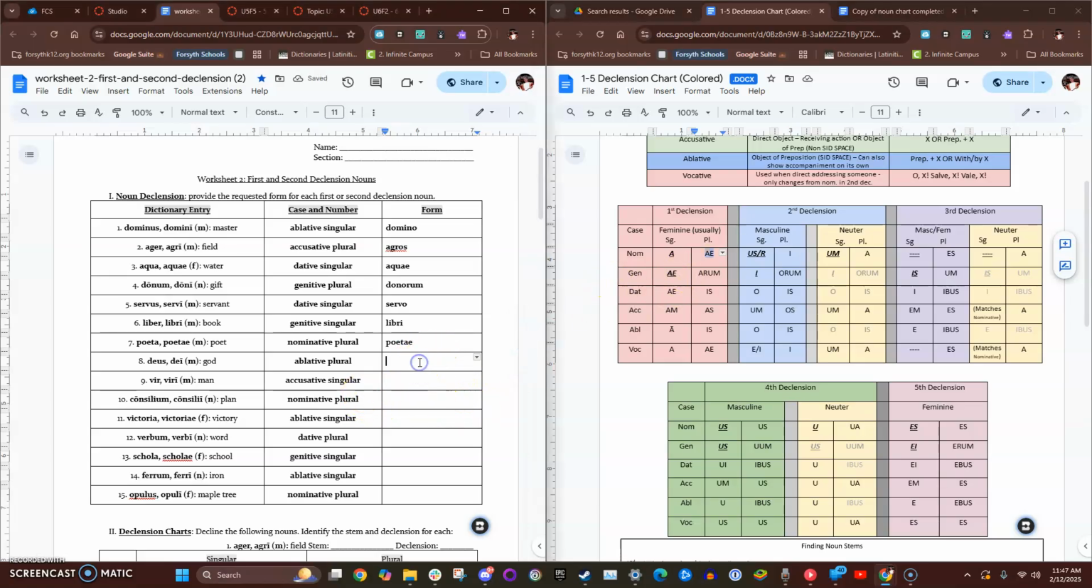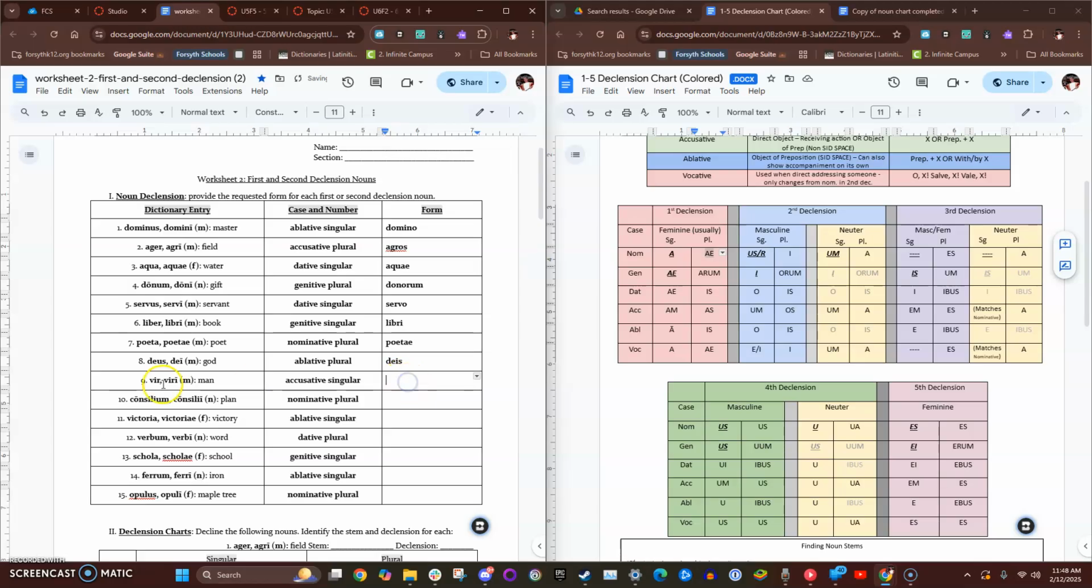Okay. Deus, dei, ablative plural. Second principal part, I. That tells us it's second declension. US tells us it's masculine. We need the ablative plural. So let's find our stem. Dei minus the I. We're left with de. And I need to make it ablative. Remember, that is our bottom row here. And we need to make it plural. So go over one. Deis.